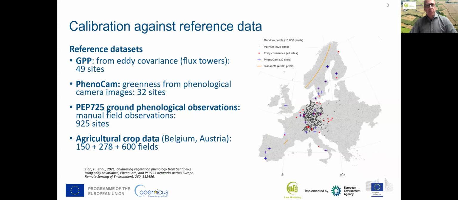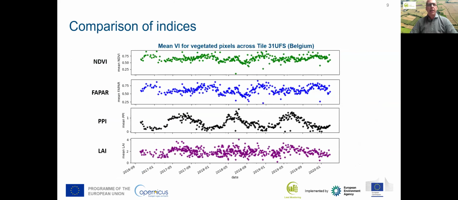The whole dataset has been calibrated against different reference data. For the productivity we have been using the EDDY covariance data, so the flux towers, and PhenoCam, so that's the monitoring of the phenology through cameras, the greenest part. PEP725, that's really ground observation networks by human observers who record different leaf stages. And then also for crops, some additional fields have been used for calibrating the data.